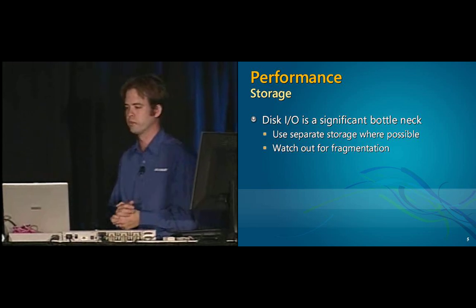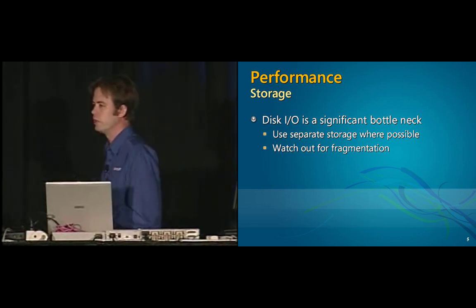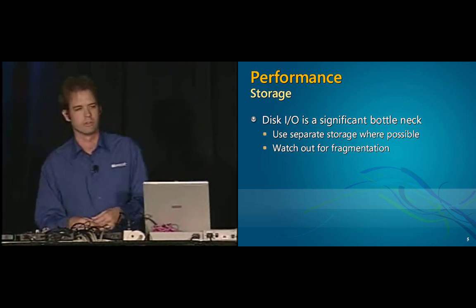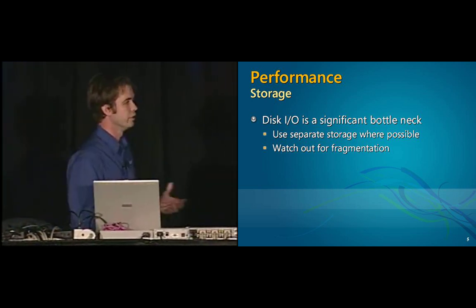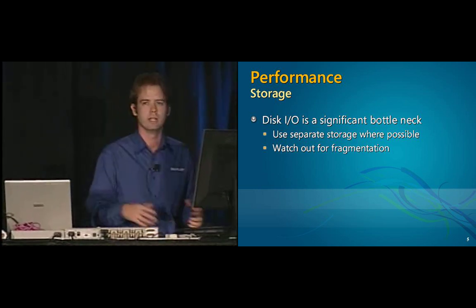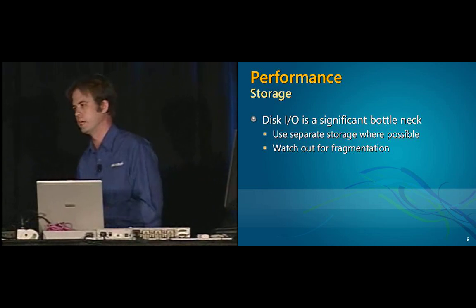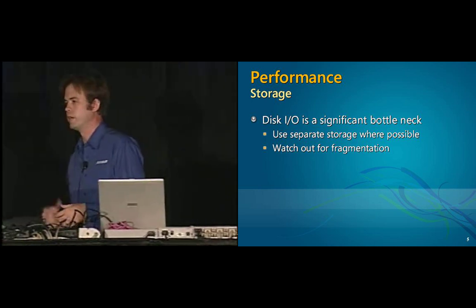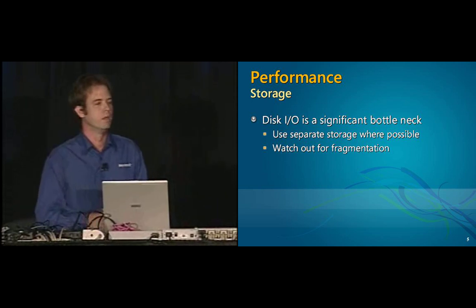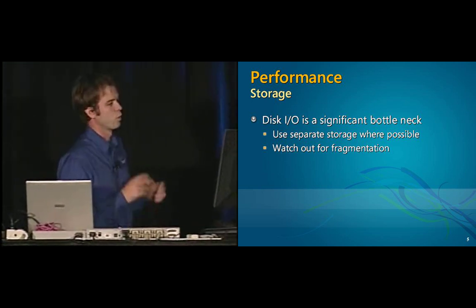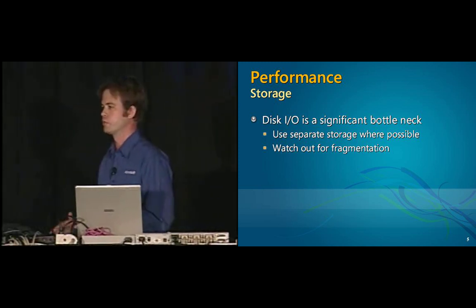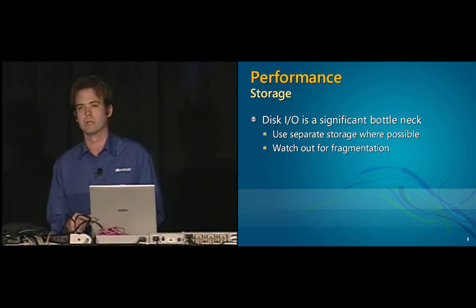So, moving on to storage. Disk I/O is actually a significant bottleneck for performance on modern systems running virtual machines. It used to be when we first started working on virtualization products for PC that CPU was the main bottleneck. And these days CPUs are really fast, and we're starting to see that disk I/O is becoming a problem. So the first piece of advice is, where at all possible, use a separate storage device to store your virtual machines than what you're using to run your host operating system.